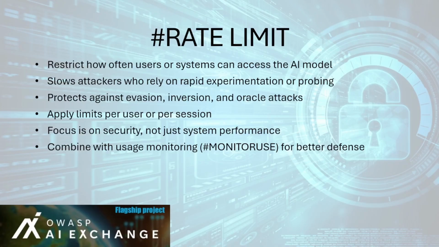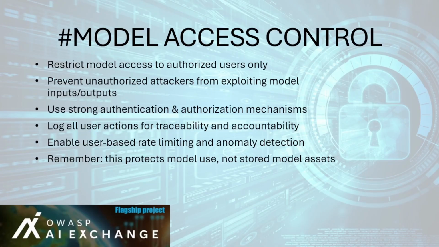An example application is as follows. A company deploys a public Gen AI API. Without rate limiting, an attacker could automate thousands of prompts to uncover sensitive patterns or trigger bias. By enforcing per-user request caps, the attack becomes impractical. Rate limiting is a simple but powerful defense. It slows down adversaries, gives security teams visibility, and complements broader AI monitoring and protection strategies.